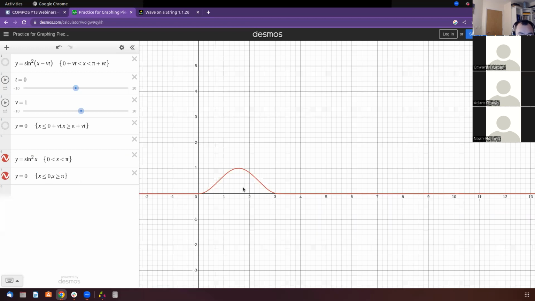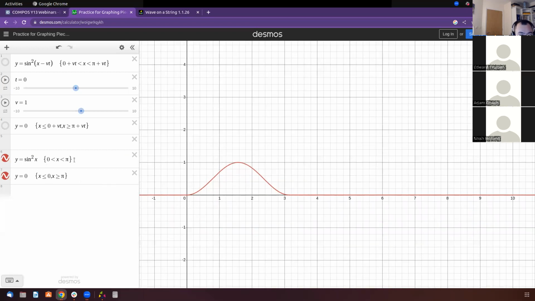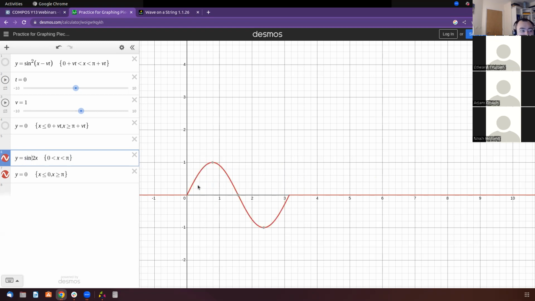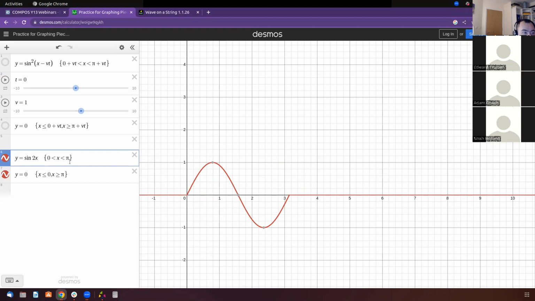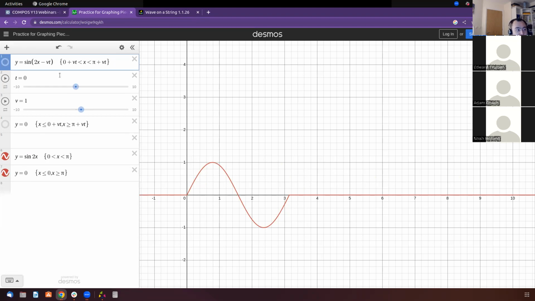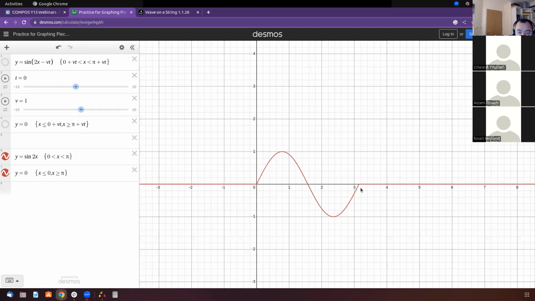So I have this function. I've limited it between 0 and pi. So you can see this is a piecewise function. It's sine 2x, like this. And I can limit it from, oh yeah, that's fine. And here it's 2x plus vt. So you can see a single wave, and then there's nothing. I've just made it nothing so that it's easier to see.